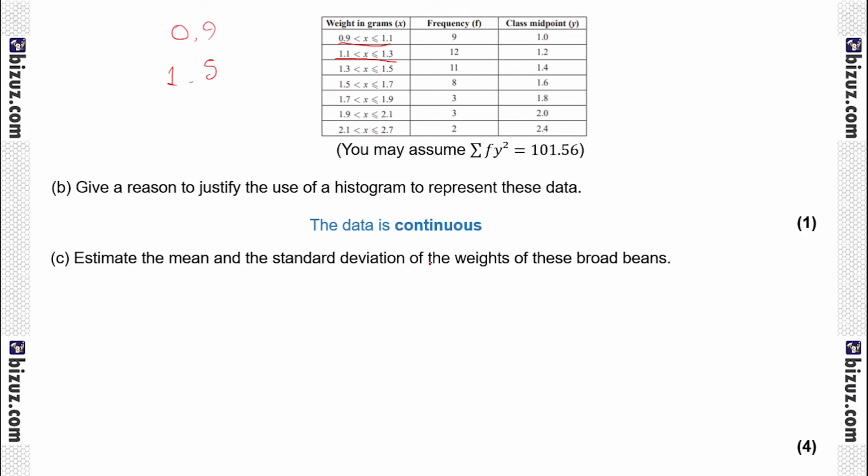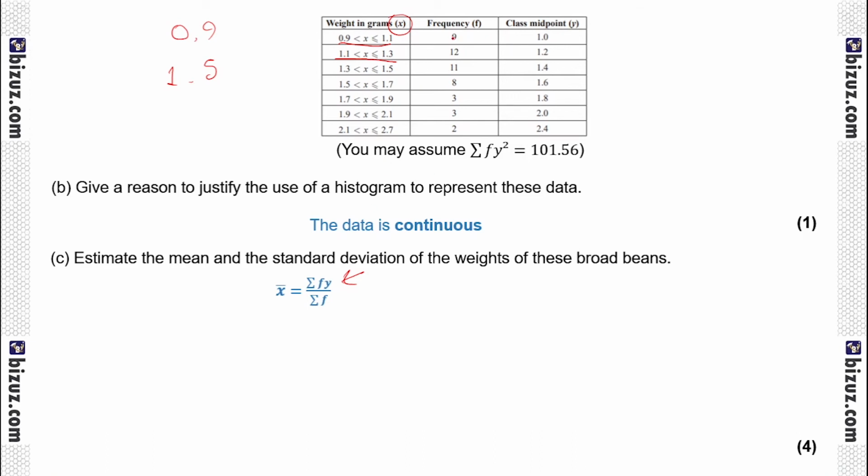Estimate the mean and the standard deviation of the weights of these broad beans. So we need to find the mean and the standard deviation. The formula for the mean, x bar, where the weight here is x, is basically the total divided by the number of items. So how do we find the total? To be honest, for this type of continuous data, where the values aren't exactly known, we cannot exactly find the total. We need to estimate that.